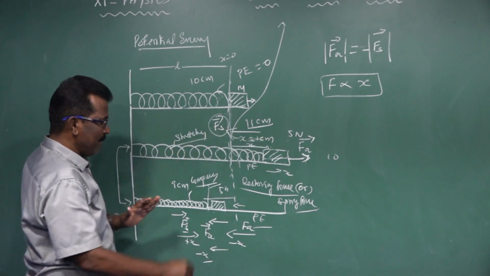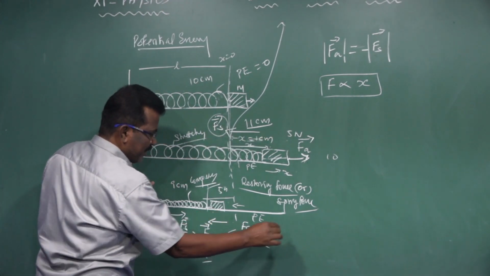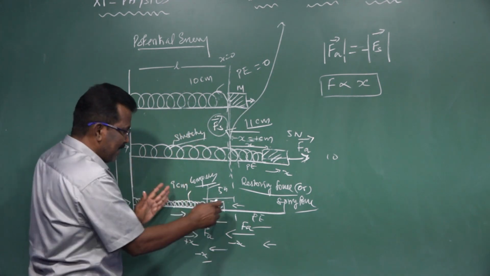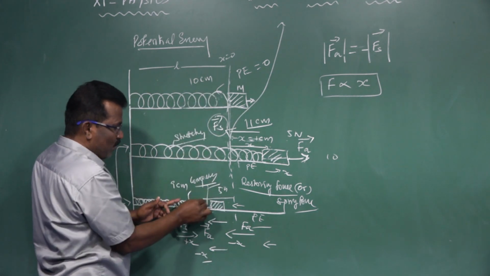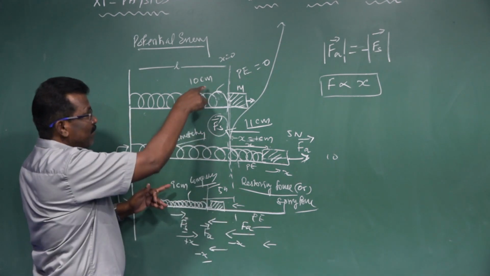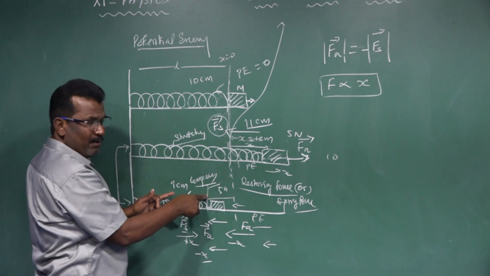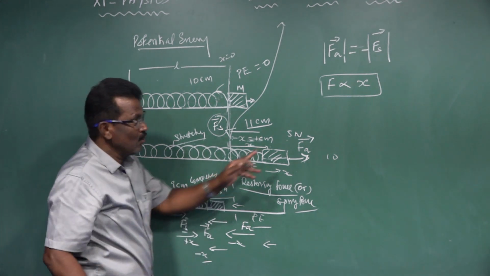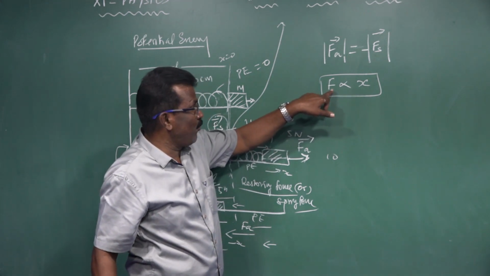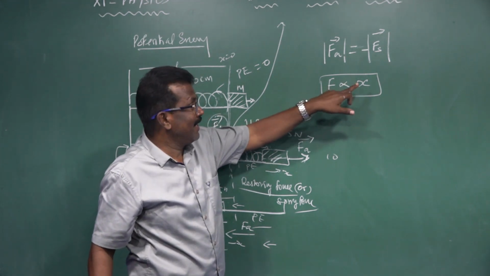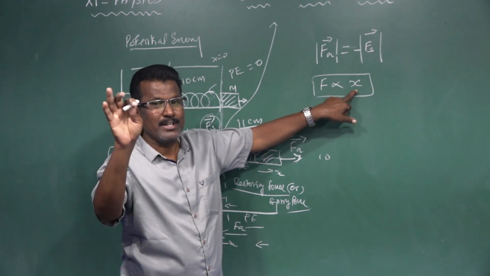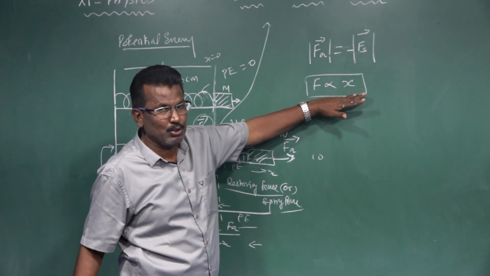That is stretching. Similarly, when the force is applied in the opposite direction and the body has to be compressed, 5 Newton deforms the body from 10 cm to 9 cm. Instead of 5 Newton, if 10 Newton is applied, from 10 cm it may go to 8 cm or 7 cm. So force is directly proportional to displacement. As the magnitude of the force increases, the distance or displacement, either compression or stretching, also increases. So force is directly proportional to X.